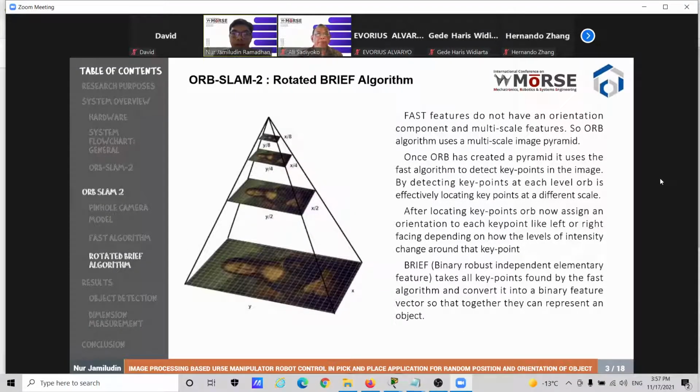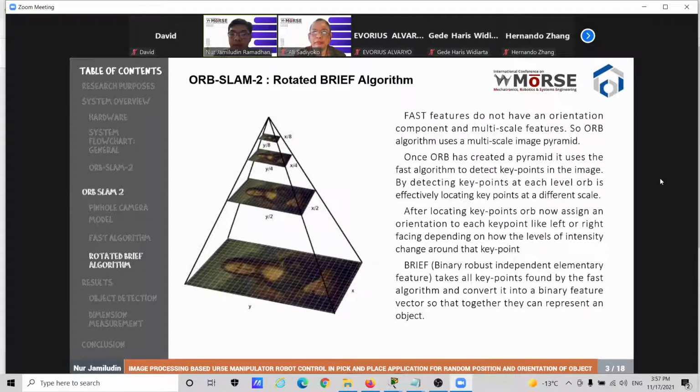And then the FAST features do not have an orientation component and multi-scale features. So the ORB, or Oriented FAST and Rotated BRIEF algorithm, uses a multi-scale image pyramid. Once ORB has created a pyramid, it uses the FAST algorithm to detect key points in the image. By detecting the key points at each level, ORB is effectively locating key points at different scales.